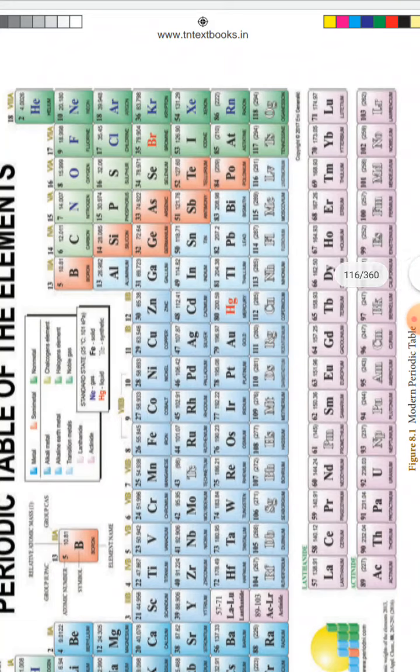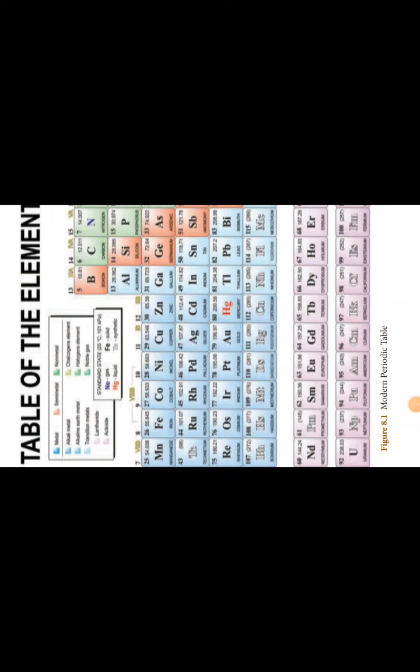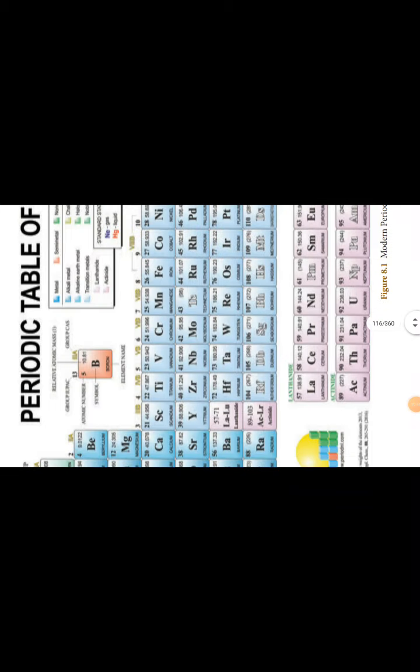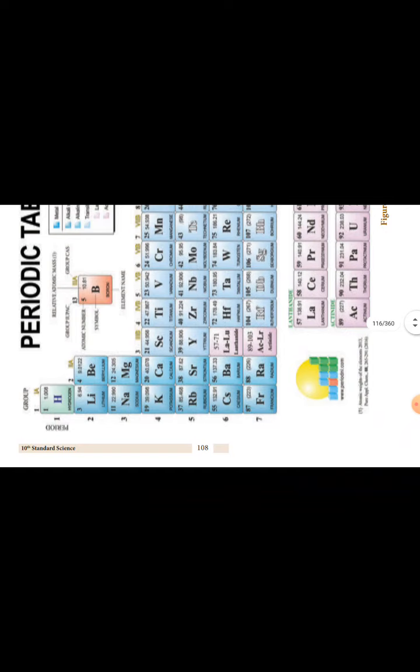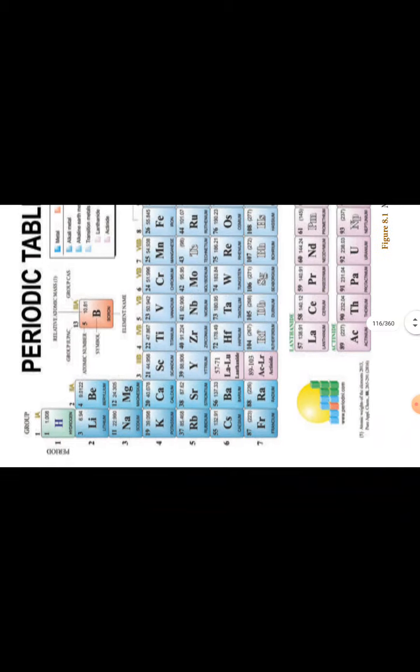Now when you look at the periodic table, it is given as periods 1, 2, 3, 4, 5, 6, 7. These are the periods, or the elements present in the horizontal rows of the periodic table. And groups are the elements present in the vertical columns from top to bottom. For example, first group elements: hydrogen, lithium, sodium, potassium, rubidium, cesium, francium, like that.